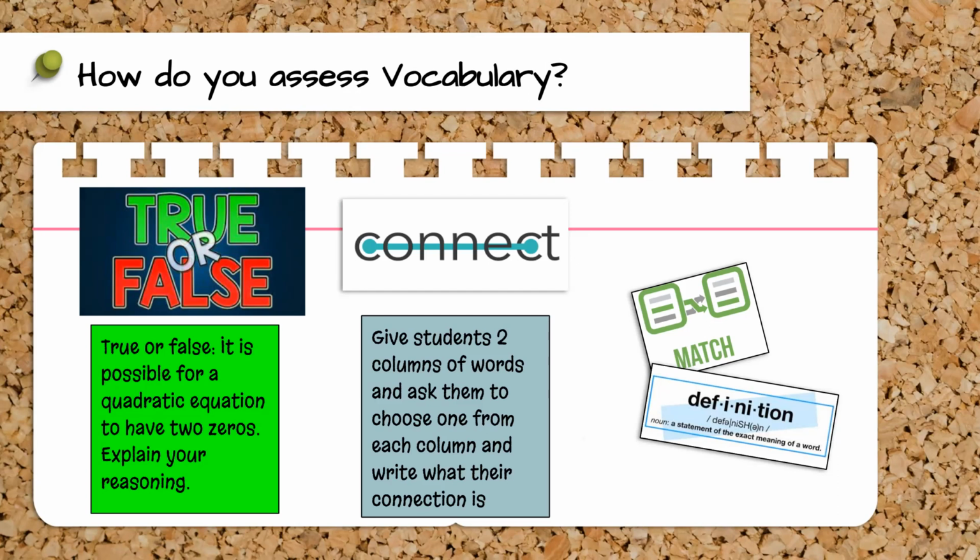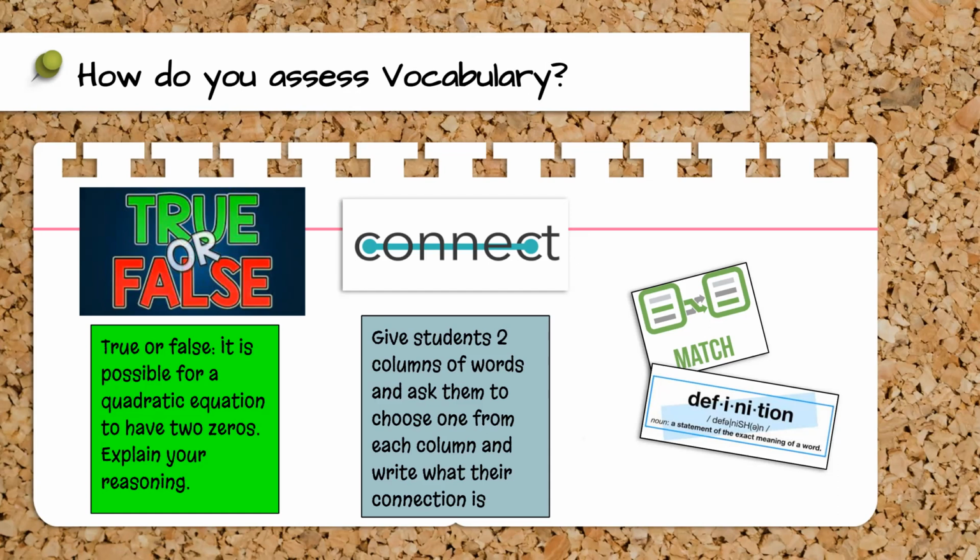One is a true or false question on their summative assessment. So maybe this is at the end. True or false, it is possible for a quadratic equation to have 2 zeros. Explain your reasoning. So students not only have to say true or false, but they also have to say why they believe that. And think about the academic vocabulary they have to understand to read the question, but then to be able to respond. So true or false is a great way to assess.